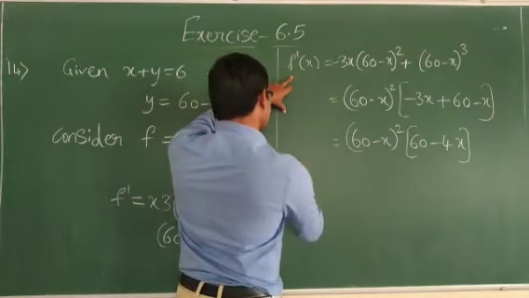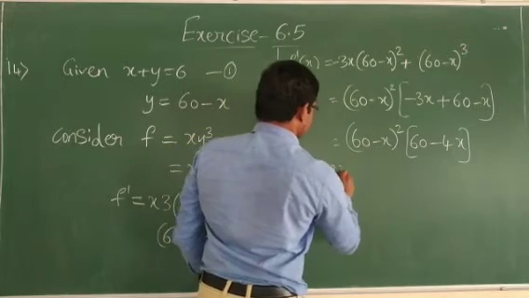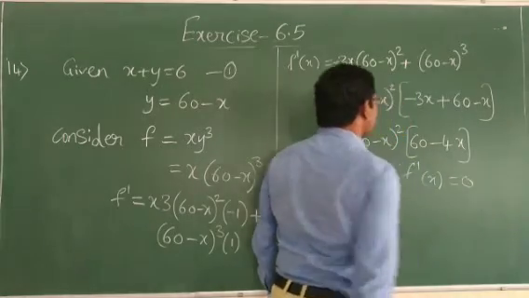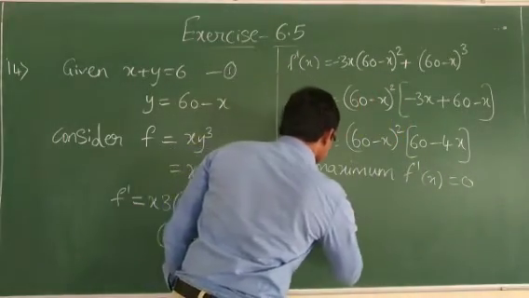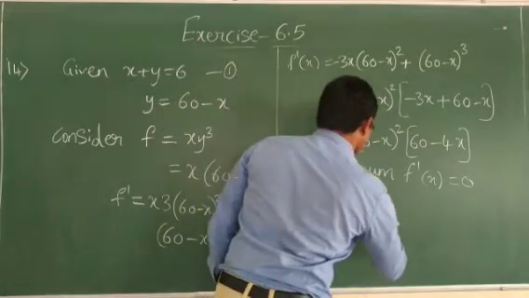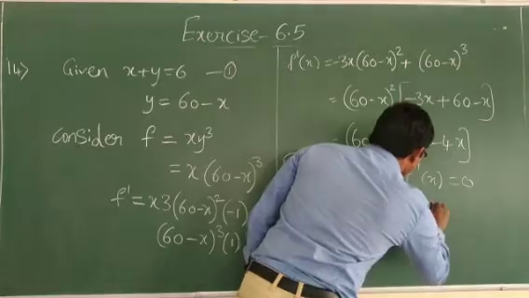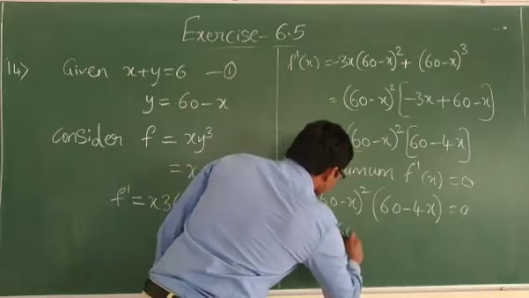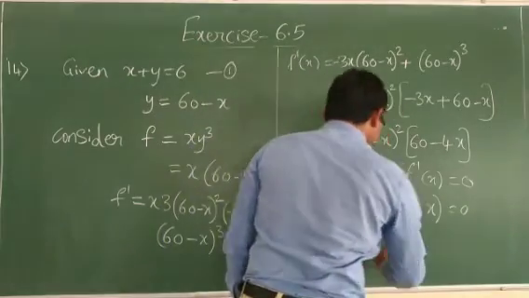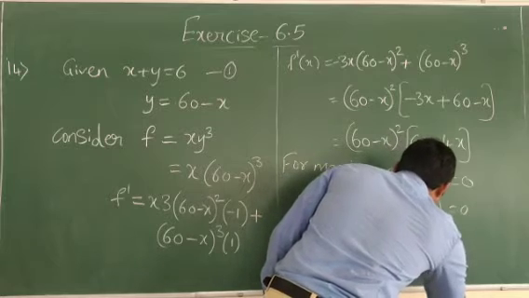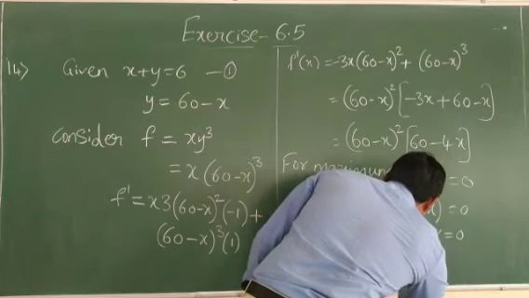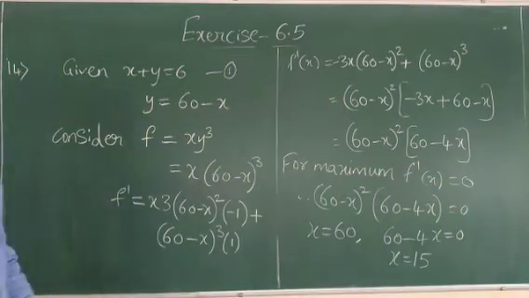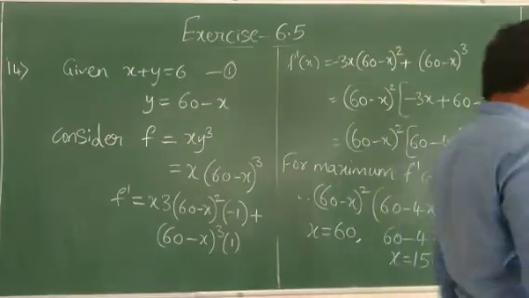Again we want the maximum value. So for maximum, the derivative must be equal to 0. Therefore 60 minus x whole square into 60 minus 4x must be equal to 0. From this what do we get? x is equal to 60, and from 60 minus 4x equal to 0, we get x is equal to 15. So we get two possible values here, x equal to 60 and x equal to 15.